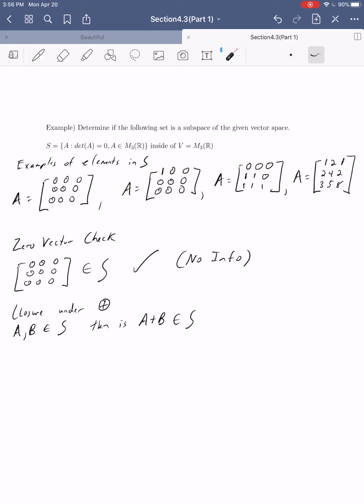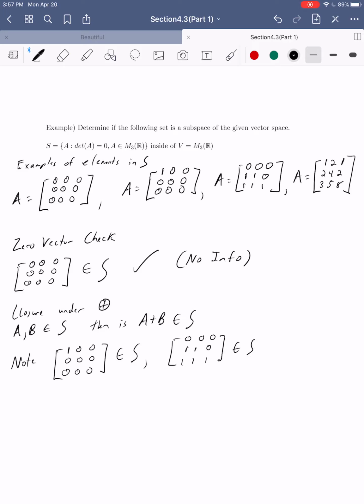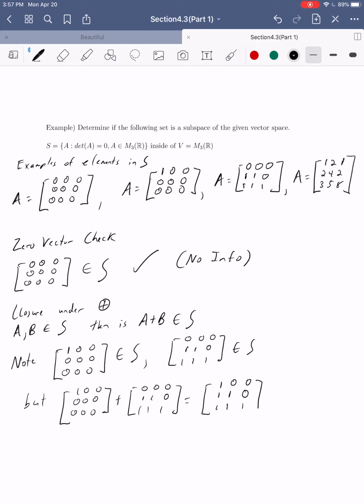If we consider right here, we can see, note, 1, 0, 0, 0, 0, 0, 0, 0, 0 is an element of S, and 0, 0, 0, 1, 1, 0, 1, 1, 1 is an element of S. But if we add these things, 1, 0, 0, 0, 0, 0, 0, 0, 0, plus 0, 0, 0, 1, 1, 0, 1, 1, 1, what do we get? We get 1, 0, 0, 1, 1, 0, and 1, 1, 1. Well, what do we know about this guy here?